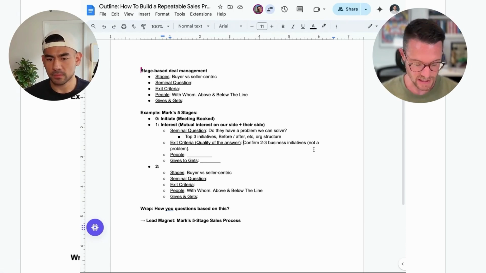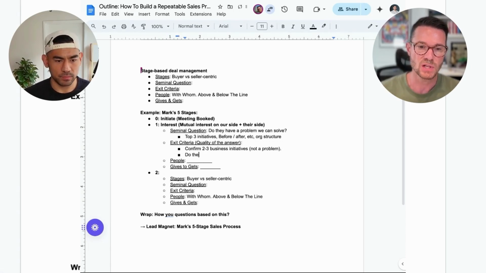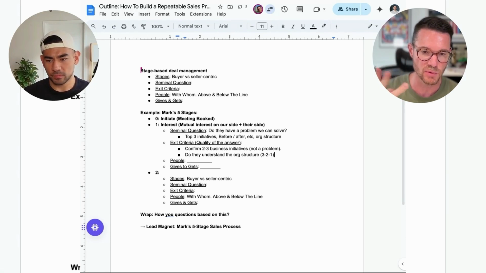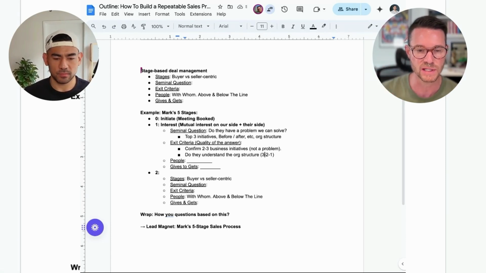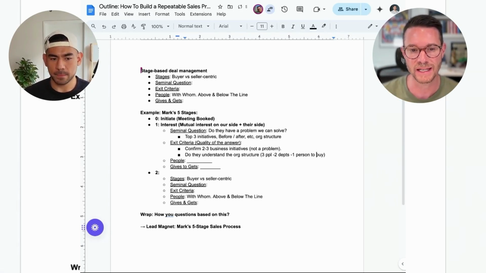And then the second thing is, does this person I'm talking to understand the org structure enough, and who's going to be buying? We call that 3-2-1: 3 people in 2 departments with at least 1 person that has power to buy. If they don't understand who's all involved in that initiative, then it's probably not an initiative.